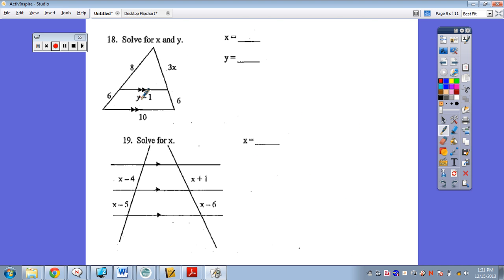18. Okay, this goes back to that same rule. They tell you that these are parallel. That allows you to say that 8 over 6 is equal to 3x over 6. That's the shortcut you use for the parallel lines. Okay, so then 8 times 6 is 48. And then 6 times 3 is 18. Okay, 48 divided by 18 is going to get you x is 2.67.